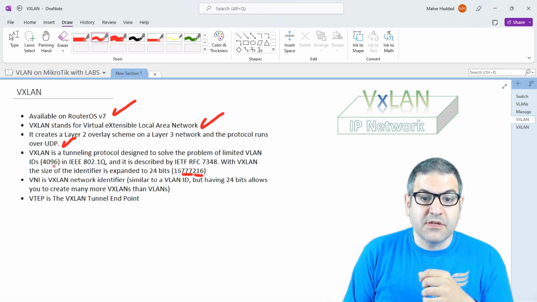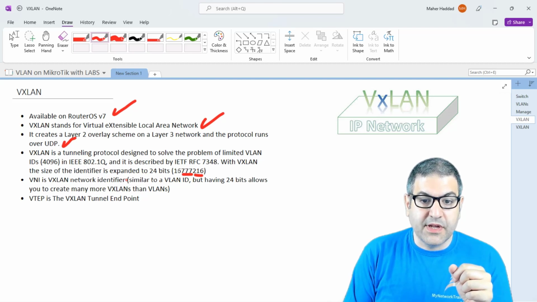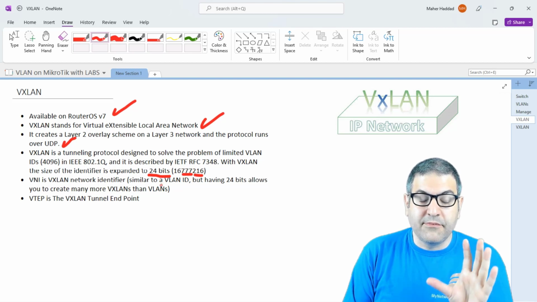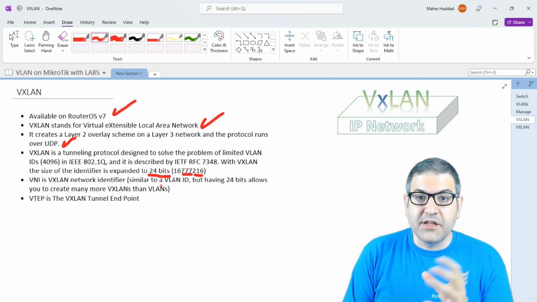That's because if you look inside the VXLAN header, you will see that the identifier size is 24 bits. So that's also important to remember, that it solves the problem of the shortage of VLANs that you can create.